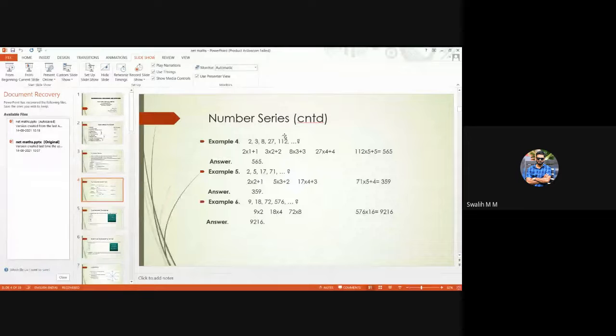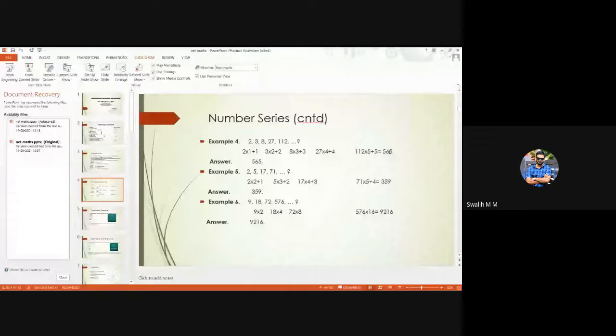So what is the next number? See, here the multiplication is increasing by 1 and the addition is also increasing by 1. 1, 2, 3, 4, so here it becomes 5. Likewise, here also it becomes 5. 112 into 5 plus 5, 566.